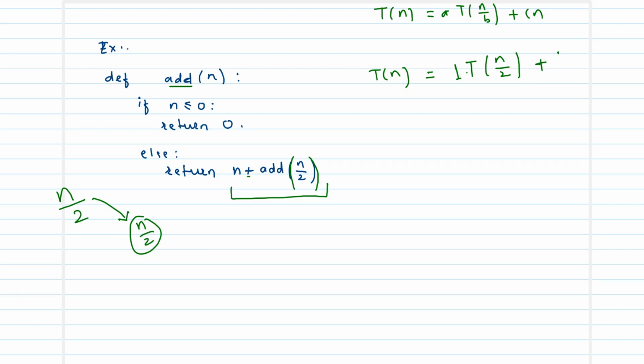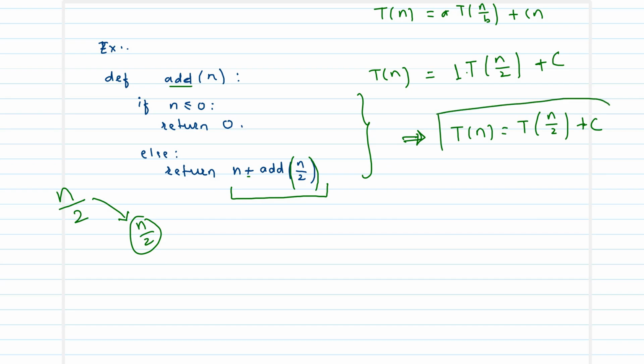This is just a constant time c. So for this code, the recurrence relation is T(n) = T(n/2) + c. This is what our problem may look like. It looks like a divide and conquer problem, but it's not actually divide and conquer, we are just dividing n by 2.